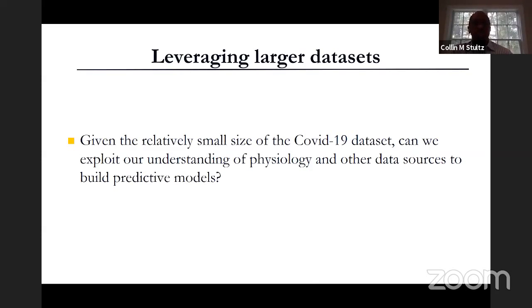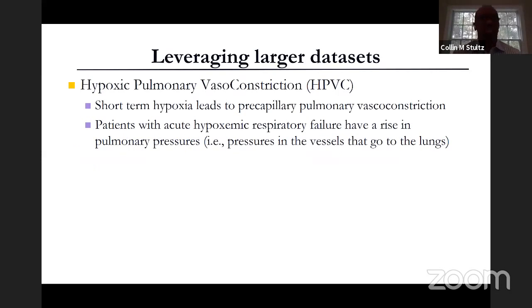So given a relatively small size, can we exploit our understanding of physiology and other larger data sources to build more predictive models? In this vein, there's one thing that is pathophysiologically a common occurrence in patients who develop ARDS. It's called hypoxic pulmonary vasoconstriction. When you have a bad pneumonia and you're not ventilating very well, the vessels that go to the areas of the lung that are not being ventilated constrict. You can understand that the body does not want to send blood to areas of the lung that are not being ventilated, so it wants to shunt blood away from them.